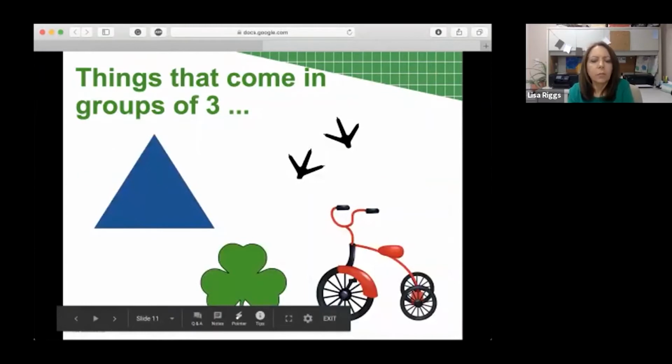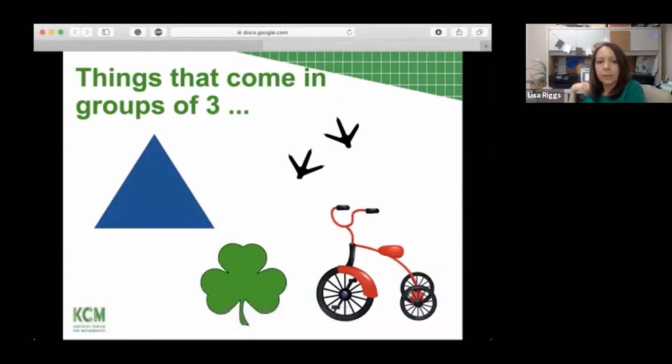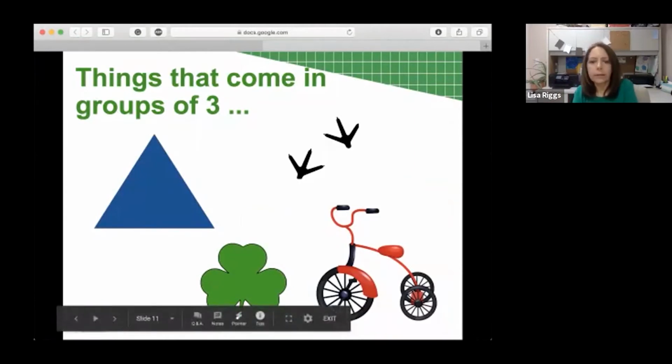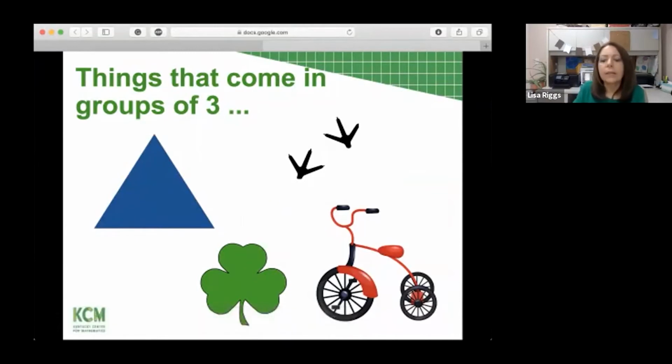And then I thought, there's just another example of things that come in 3s. Okay. Our triangle, the clover, tricycle, turkey feet, footprints. Okay. And you could do that for whatever multiple you're wanting kids to focus on. So they could add things that they see in their world to their multiples.